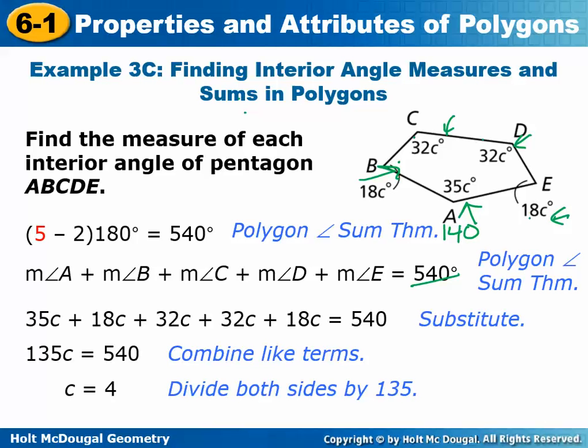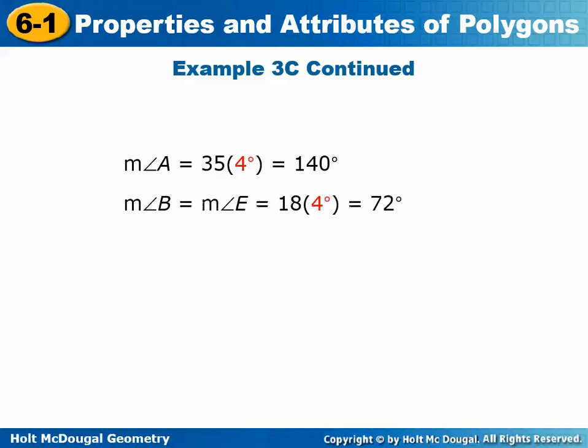And 18 times 4 is, let's see, 72. So this would be 72, and there's another 18C. This would be 72. And 32 times 4 would be 128. That's what C and D would be. So you just use what you got for the variable, and plug it in for each one of those.